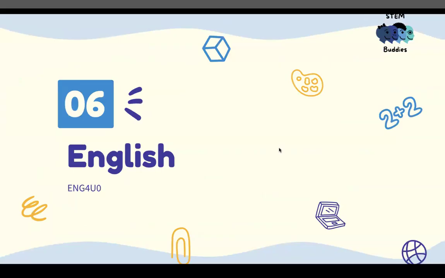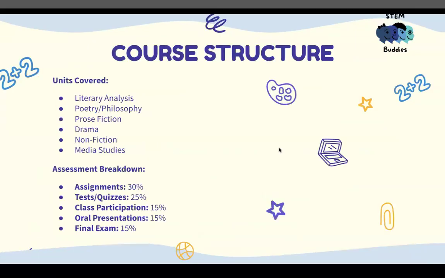Okay, everyone. English, the course which the majority of the people actually despise. But I was one of those people, and I grew to love it during grade 12. And I'll let you guys know why. So, course structure. So, we have these units covered.